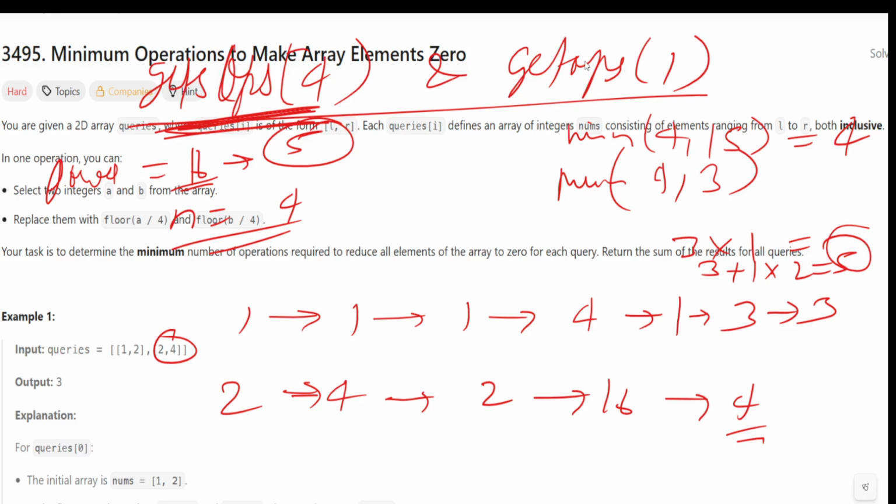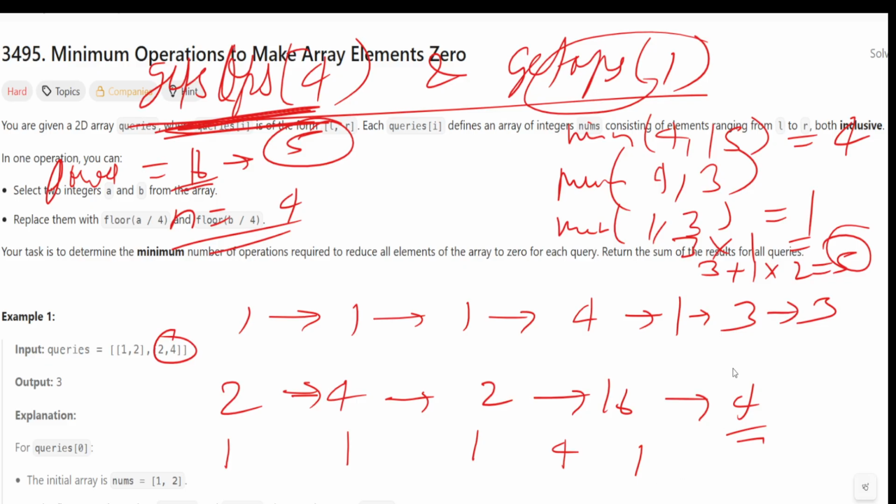Okay, similarly you find the operation at 1. For the operation at 1, only one iteration will be there, power will be 1, and the next will be 4, left will be 1, right? You have to take the minimum. So when we find the minimum of 1 and 3, the minimum is 1.